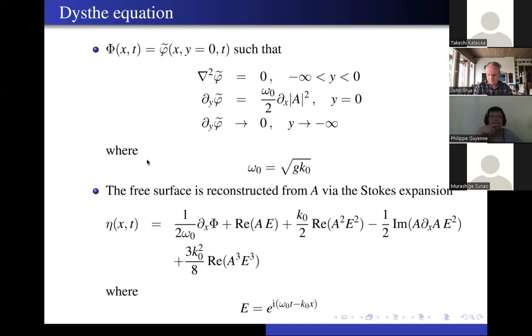Another thing is that for the NLS and Dysthe equation, the solution does not give you directly, say, the surface elevation. The solution is the wave envelope A. So if you want to reconstruct the free surface from A, then you need to have a way to do it. Traditionally, you use a Stokes expansion, like down here, with a number of terms up to the third harmonic contributions. These are determined as part of the derivation of this equation. The main contribution is from the first harmonic term, or if you like the free wave component. Then you have higher order corrections, the other terms, and they represent the bound waves, bound because they depend on A.